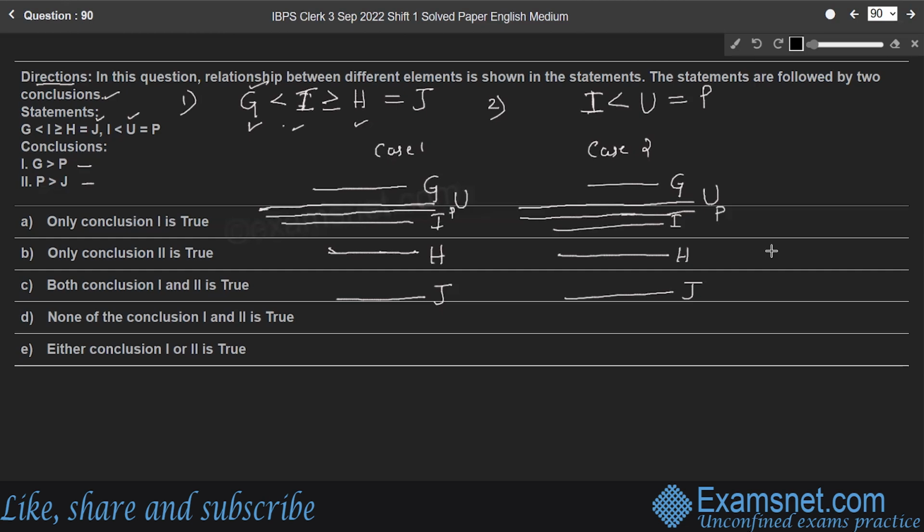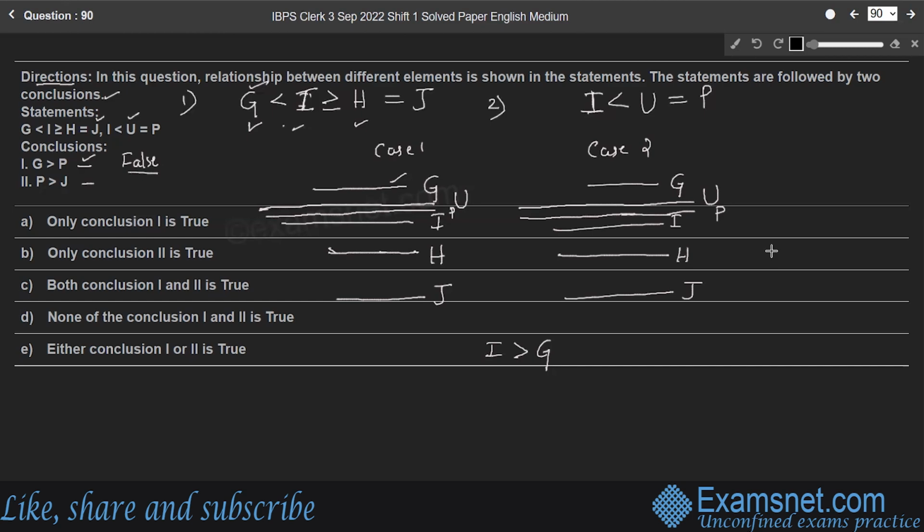So look at the conclusions where G is greater than P. So can we conclude G is greater than P? No. So the conclusion is false. Here, strictly it is given that G is less than I. Therefore, I is greater than G. And there are two lines U and P which are greater than I. Right? Therefore, P cannot be less than G, or G cannot be greater than P. Therefore, a false conclusion. Right?